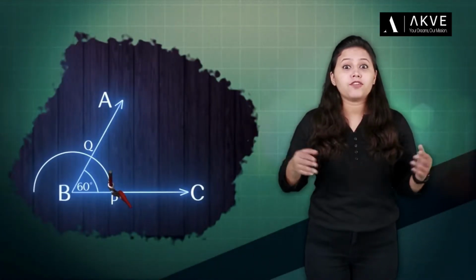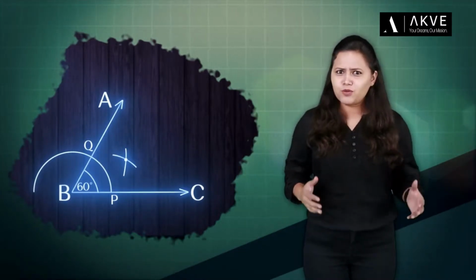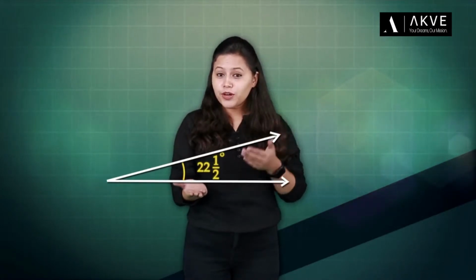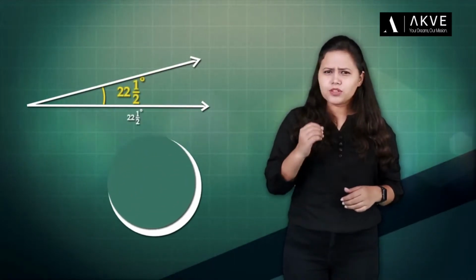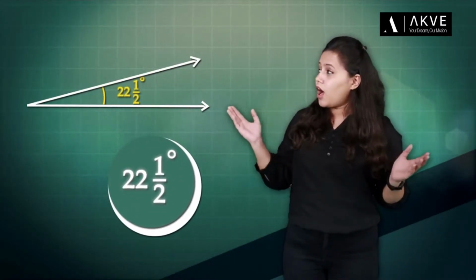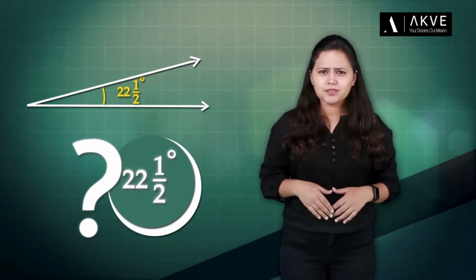So guys, in the last video we constructed few angles and saw the reason behind those steps. It was fun, right? Now let's see how to construct more such angles using our previous knowledge. Let's say we have to construct an angle of measure 22.5 degrees. This number looks a bit strange. How will we get this angle?